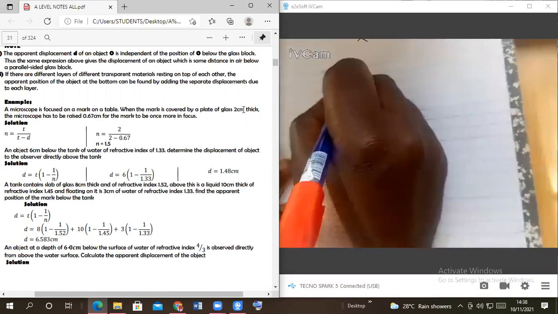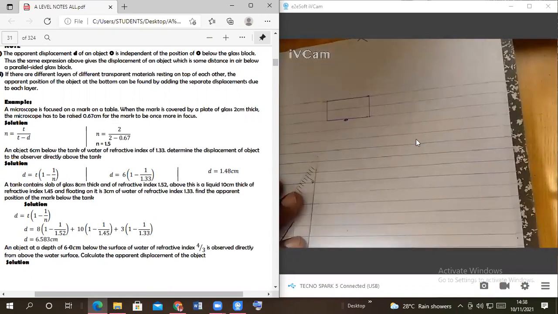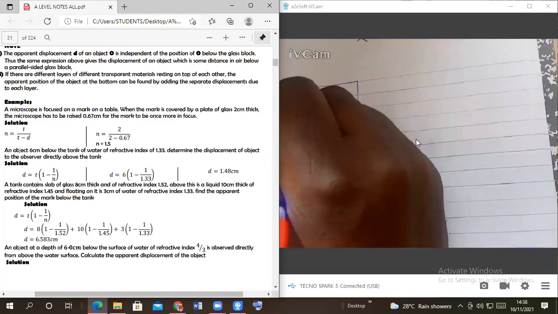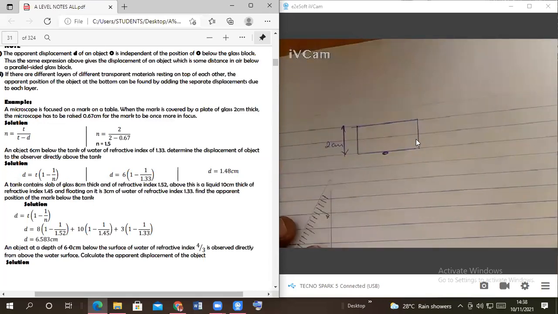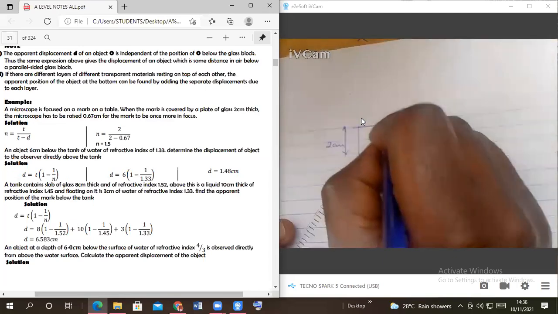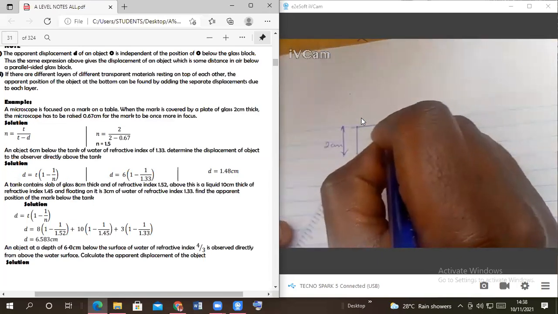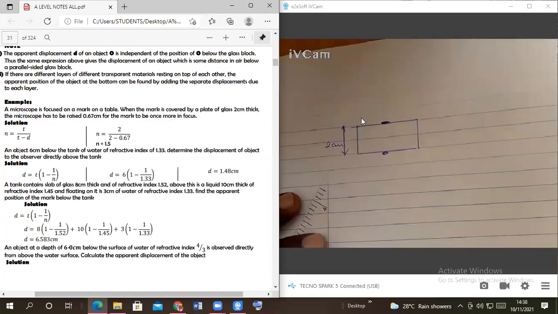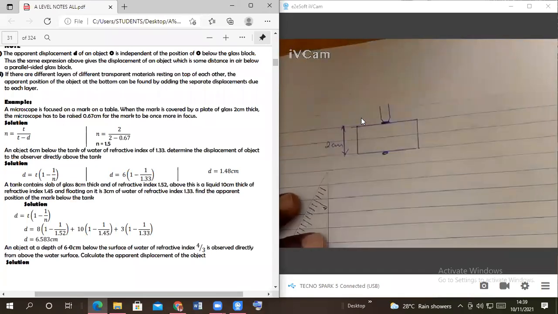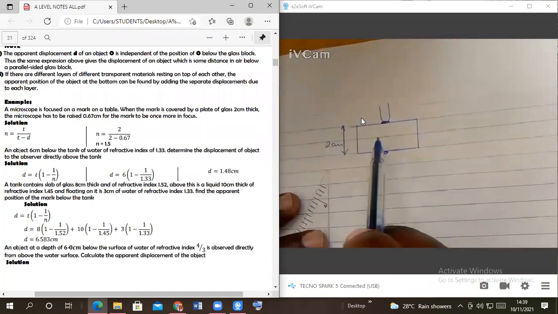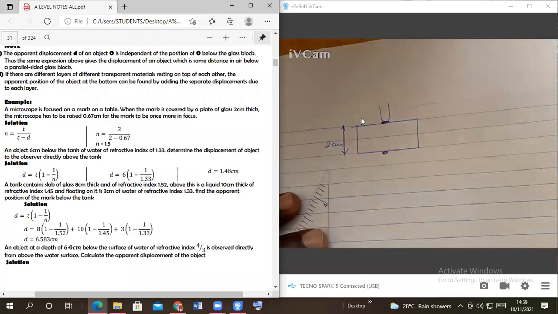There is a material at the bottom, and this glass is 2 centimeters thick, like that. And there is a microscope at the top of it. Let's say this is where you had put your microscope, the initial position at the glass block. But you are not likely to see this object when the microscope is just placed on the glass block, so you have to raise it.